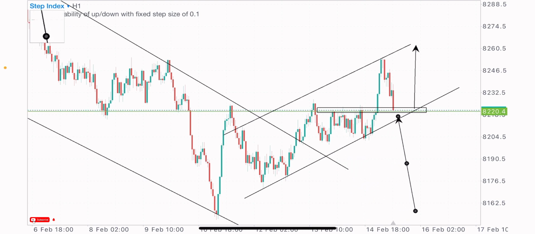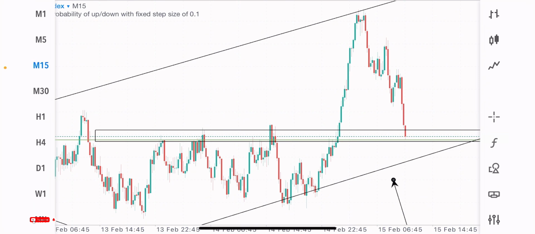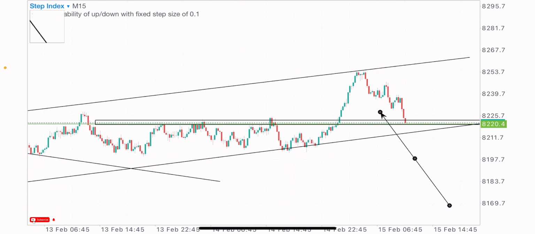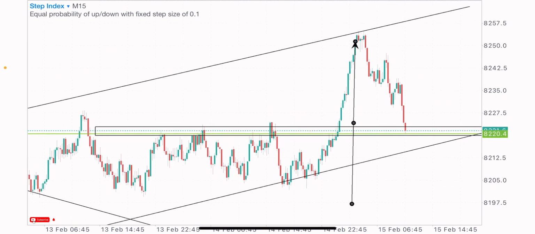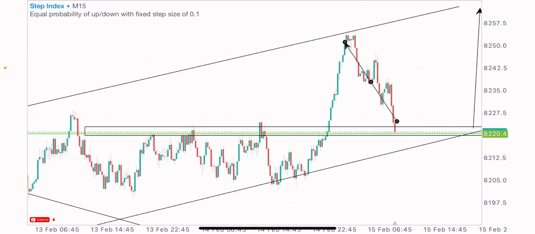So we're expecting the buy move from this zone to the upside on step index in the coming hours and days, but I still have to look out for confirmations on the lower time frame before I take my buy trade. This confirmation will be candlestick rejections and reversal pattern formations on the lower time frame at this point before I could buy this index. If I take this buy trade on step index, I would give you guys an update on how this trade played out later on.